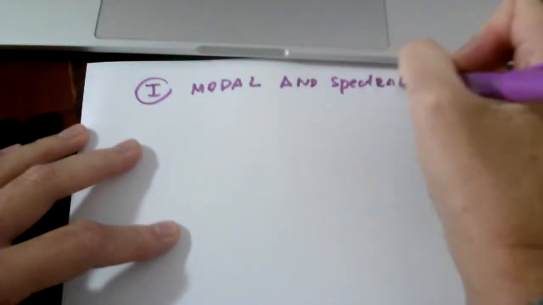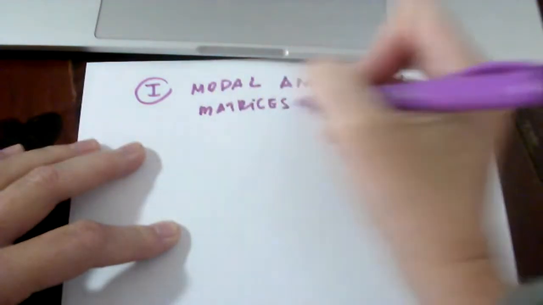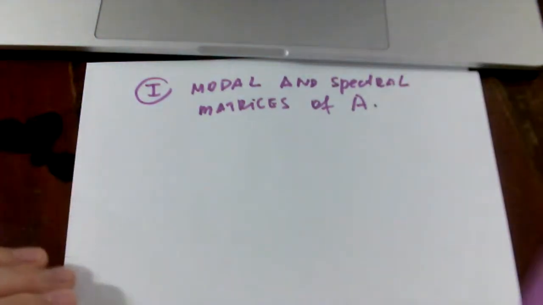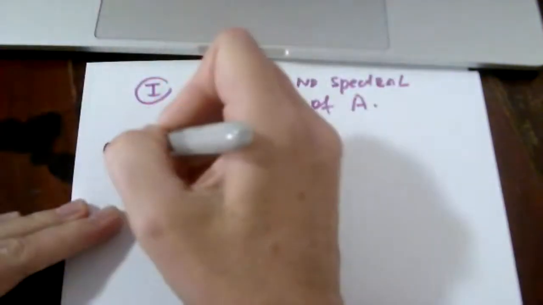matrices of a given matrix A. Of course, if you watch the lectures, you're already familiar with this concept, but nevertheless, it never hurts to go over this topic once again. So let's start out with the definition.